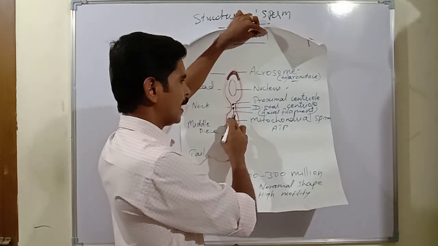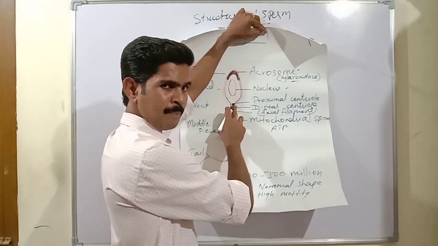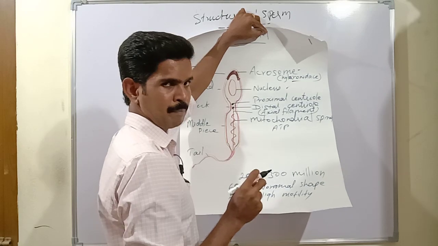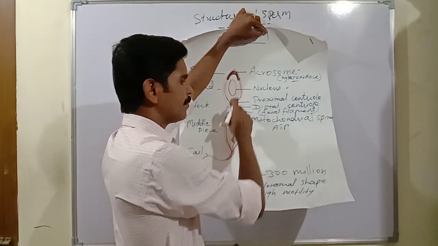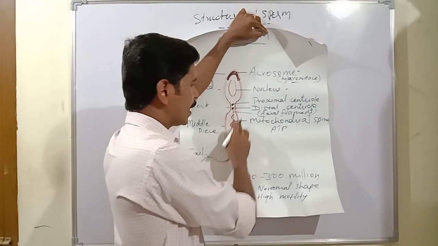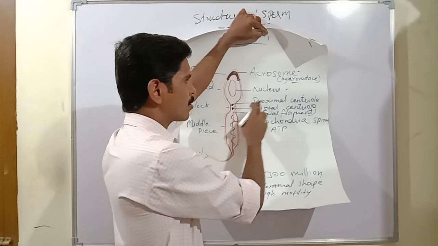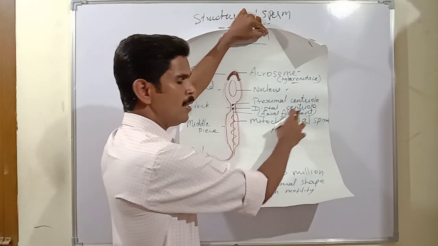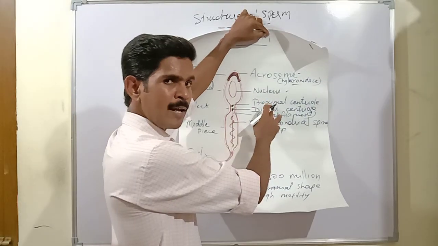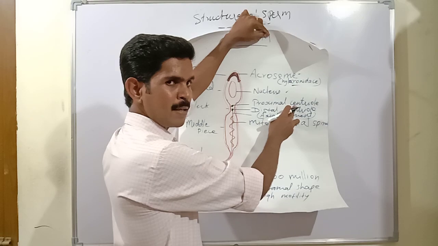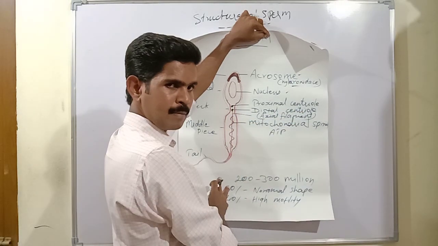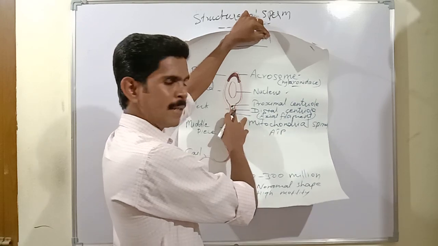So I repeat the structure of neck region. Neck is a very short part of the sperm. It connects the head region with the middle piece. It has 2 important centrioles. One is called proximal centriole and the second one is called distal centriole. Here proximal centriole is involved in the zygote cell division. Then the distal centriole forms the axial filament. That's all about this neck region.